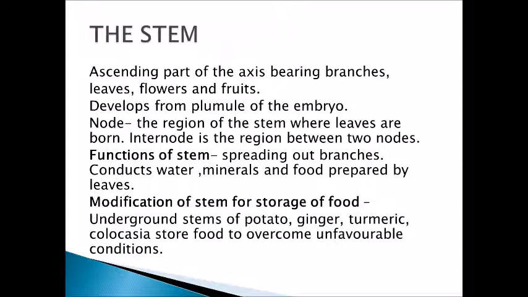Earlier we have seen the root develops from the radicle and the stem or the shoot system develops from the plumule. On the stem, we have nodes and internodes. Node is the region of the stem where leaves are born, and the internode is the region between two nodes.